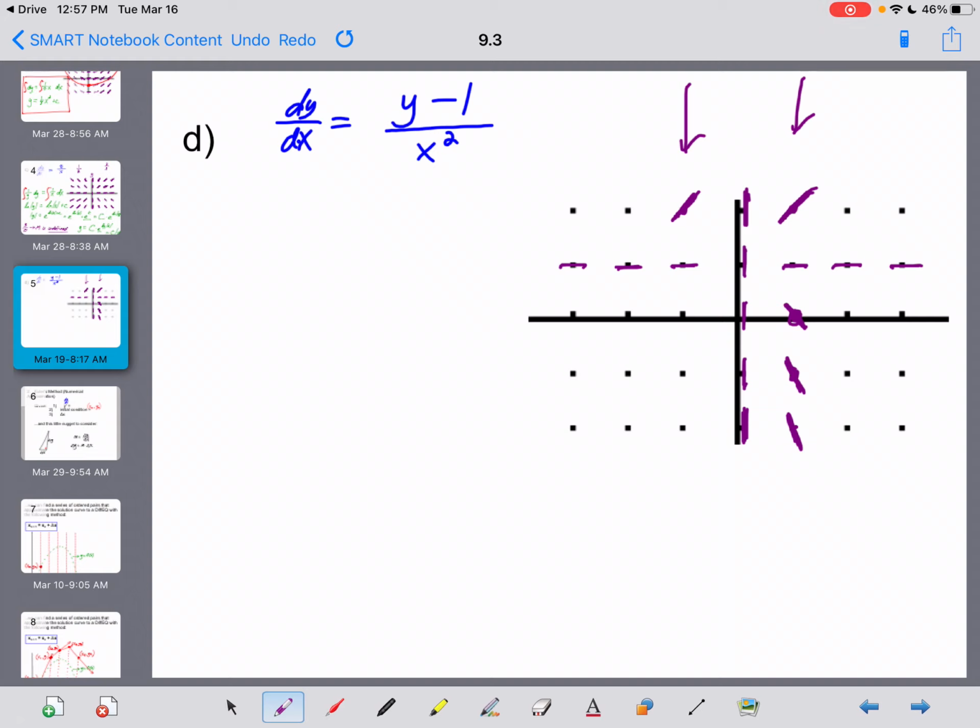Wonder why that is. Let's talk about this point right here, (-1, 0). I've got 0 minus 1, which is negative 1 on top. Negative 1 squared on bottom is positive 1. So negative 1 over positive 1, this slope is negative 1 also, the same as this one right here. Okay, when I put in (-1, -1), I'm going to end up with a negative 2. When I put in (-1, -2), I'm going to get negative 3. So what have we learned here, guys?